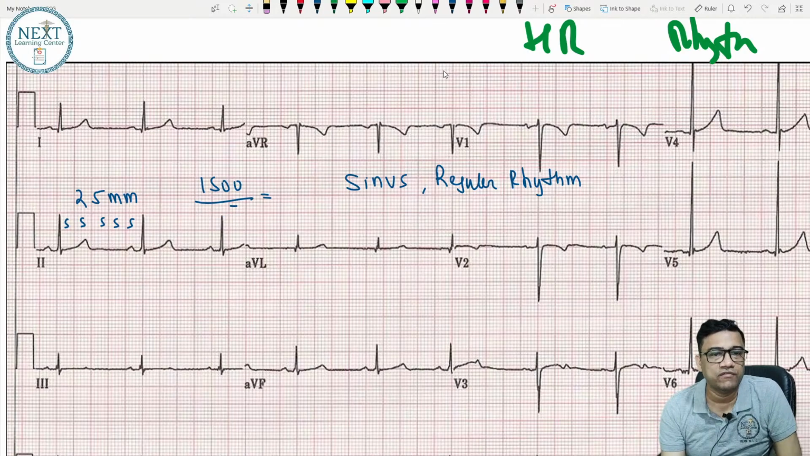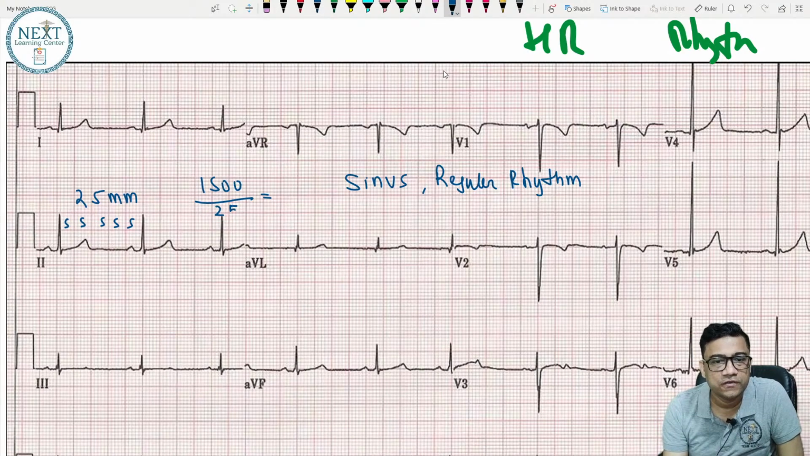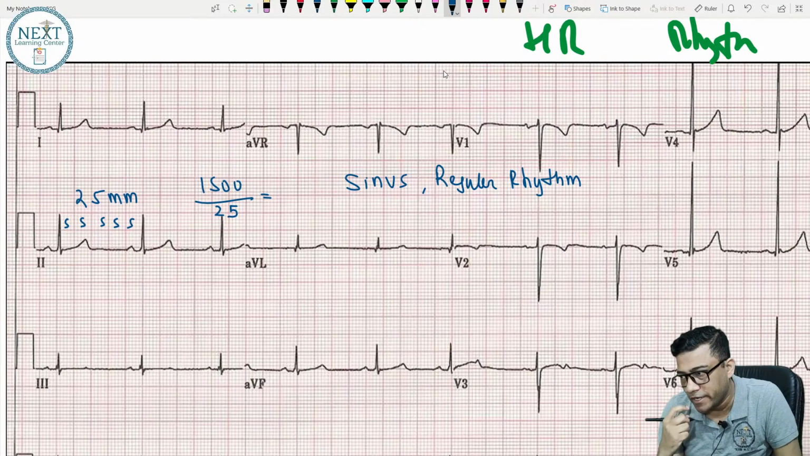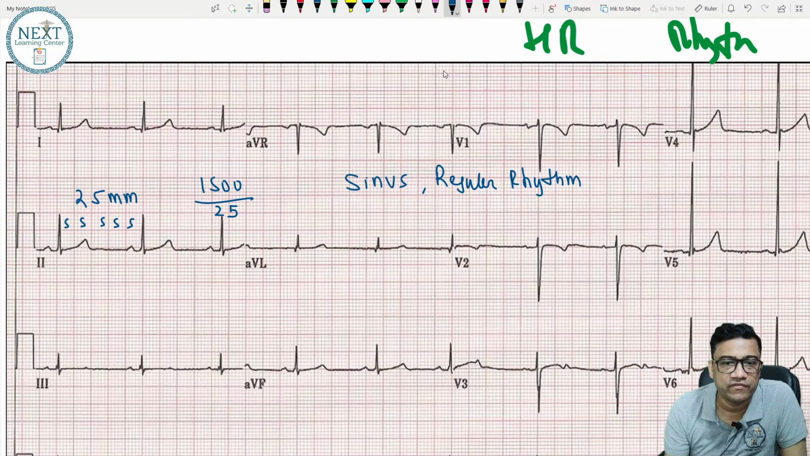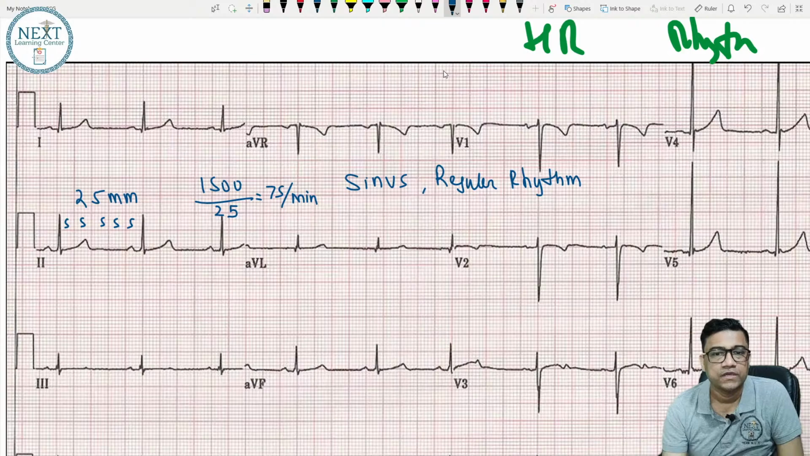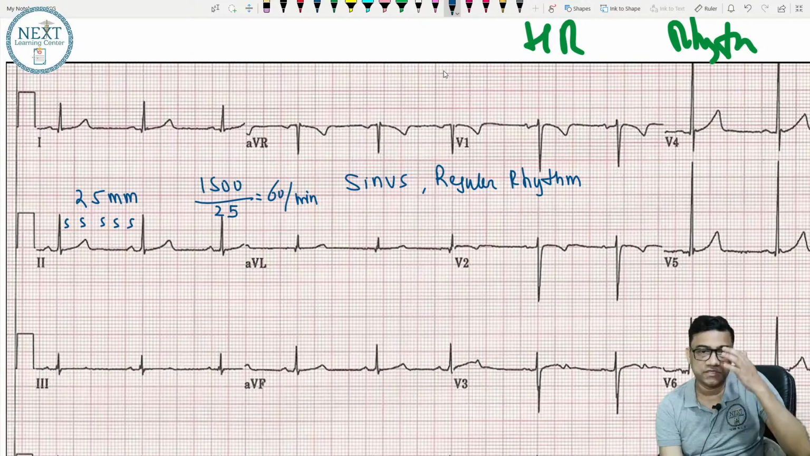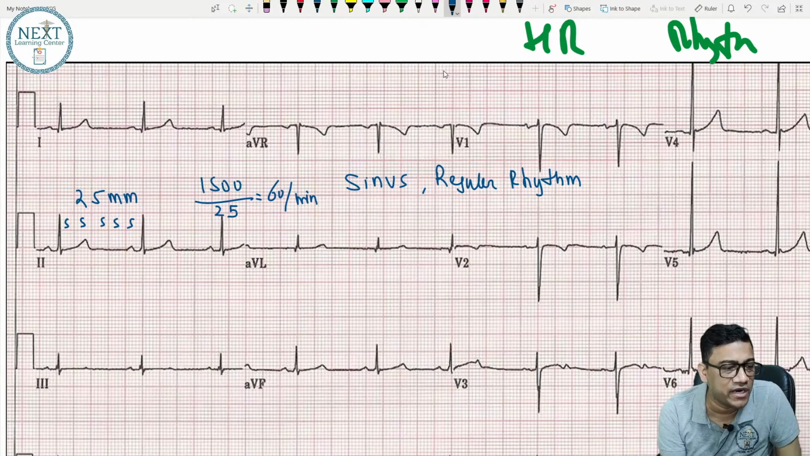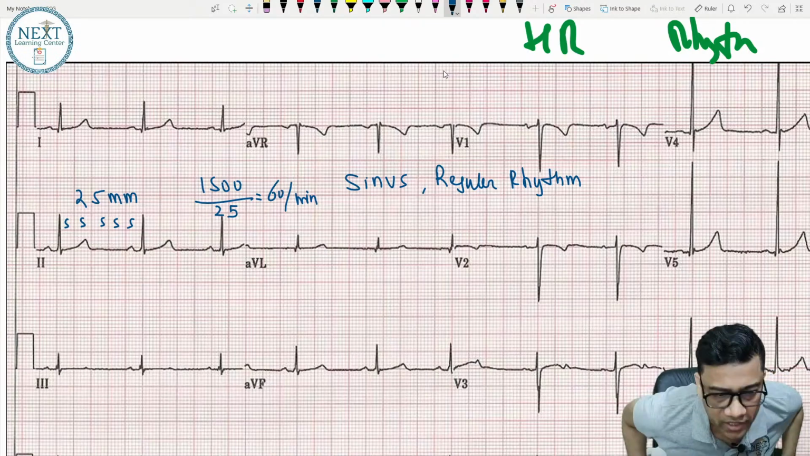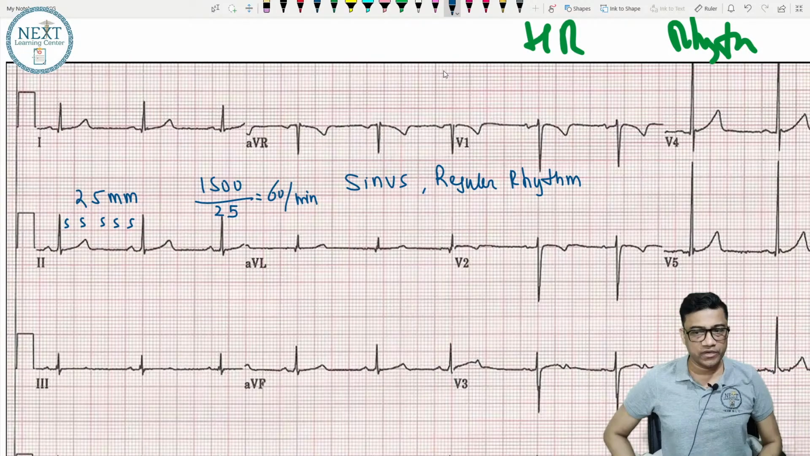So what is the value we will see? 1500 by 25. What is the value? 75 per minute or 60 per minute? 60. Very good. So the heart rate is 60. Okay, it's not bradycardia but very close to bradycardia. Very good. Congratulations.